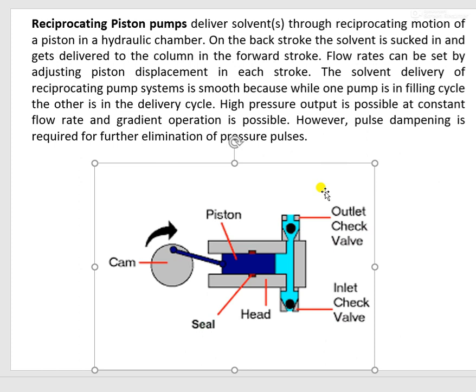So you require pulse damping, means there should be some device which can damp or remove that pulse to create a straight baseline. And to remove this problem, you can also use a double reciprocating pump. Now what do you mean by double reciprocating pump? Means when one is filling, another is delivering, and vice versa. So this pulse can be reduced.